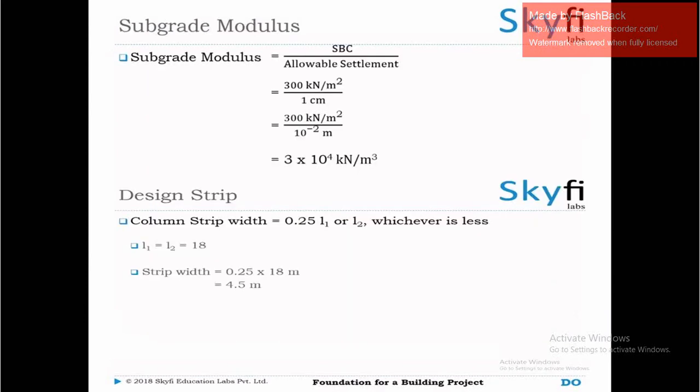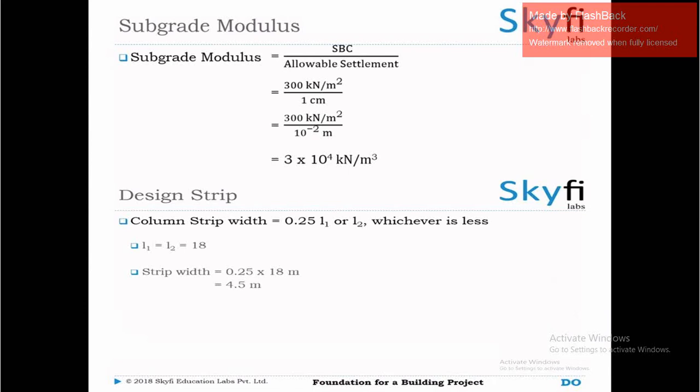Let us do some initial calculations. First, we'll find out the subgrade modulus. We all know that subgrade modulus is safe bearing capacity divided by allowable settlement, that is 300 kN per meter square by 1 centimeter. We get 3 into 10 to the power 4 kN per meter cube. We will be requiring this when we define the soil subgrade properties. We will be needing this soil subgrade modulus.